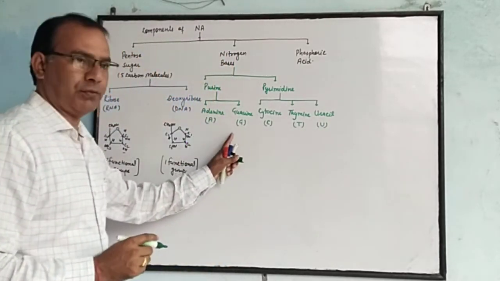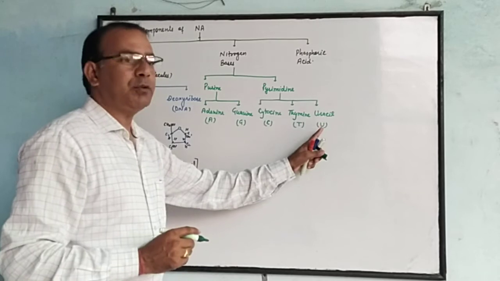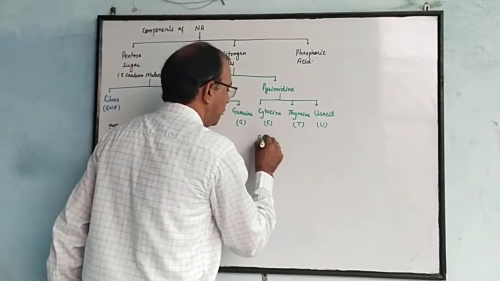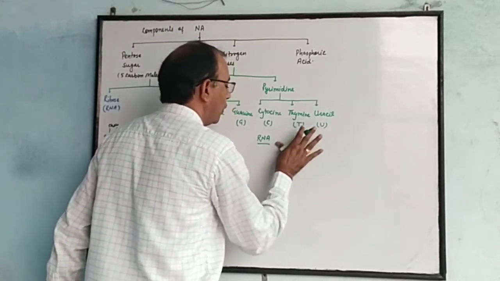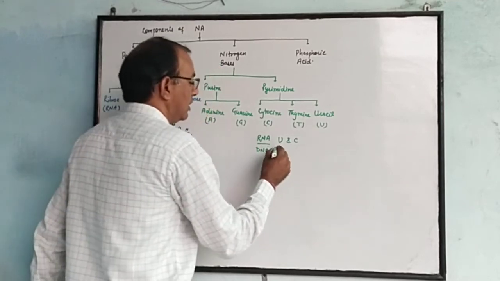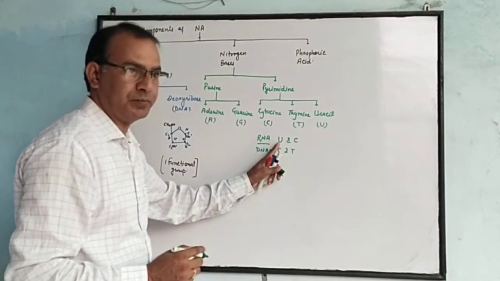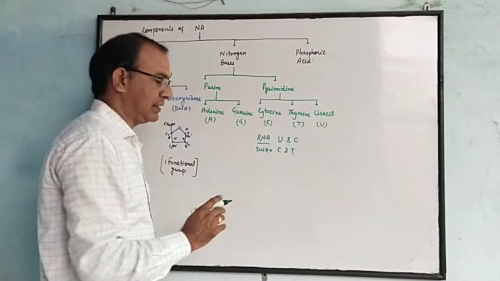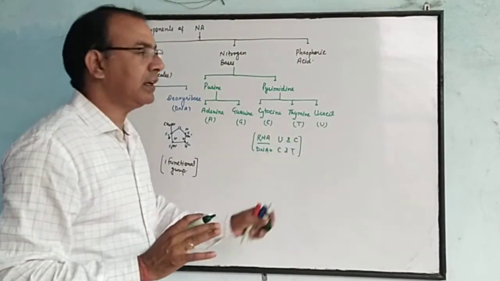In purine, there are 2 types: adenine and guanine. But in pyrimidine, there are 3 types: cytosine, thymine and uracil. But in nucleic acid, pyrimidine is used in only 2 types. If it is RNA, then U and C are used, and if it is DNA, then C and T are used. In place of thymine in RNA, uracil comes up, or you can say that uracil replaces thymine in RNA. But DNA contains thymine, not uracil. So only 2 types of pyrimidine are used in nucleic acid, but there are 3 types of pyrimidine.